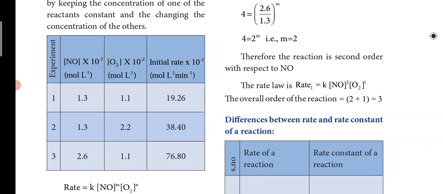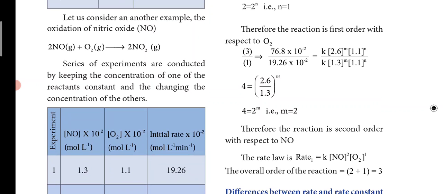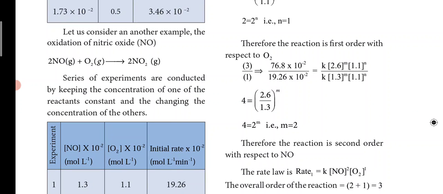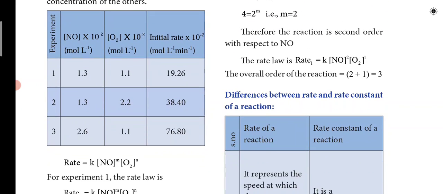So to calculate the order, first you have to write the rate law. From the rate law you have to divide with the first value. So 2 divided by 1 and 3 divided by 1, so that you will get two different values for m and n. When we add them, you will get the overall order of the reaction.